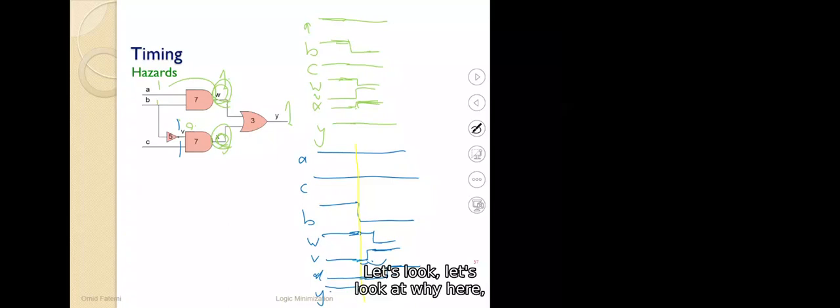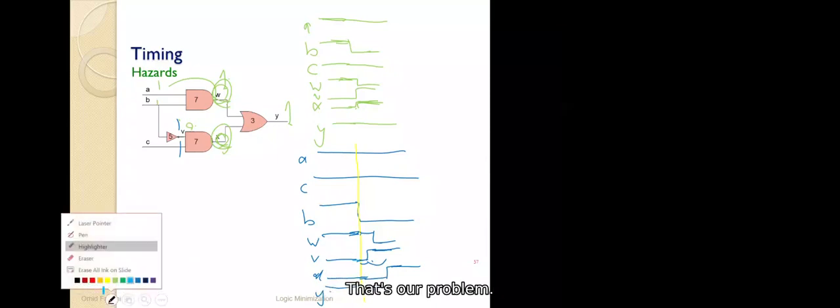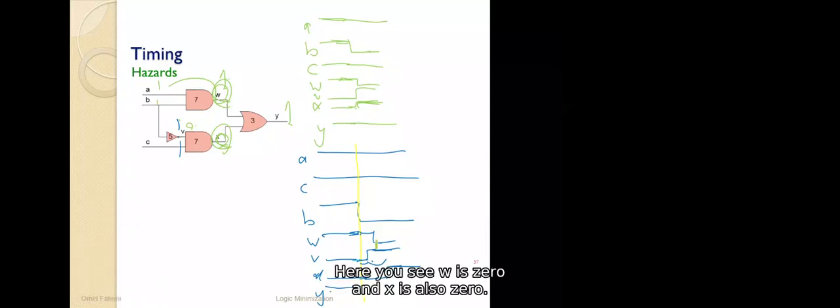Let's look at Y here. This is important now. Y is the OR of W and X. And we have sometimes here where W and X, both of them became 0. That's our problem. Let's say this one. Here you see W is 0 and X is also 0. So there are some times that both of them are 0, so Y becomes 0. Yeah, that's the problem. But Y has 3 nanosecond delay in that.